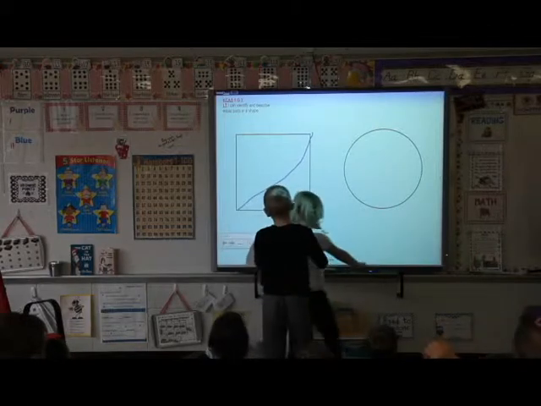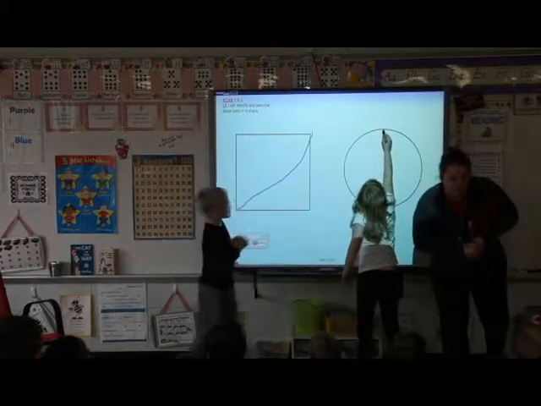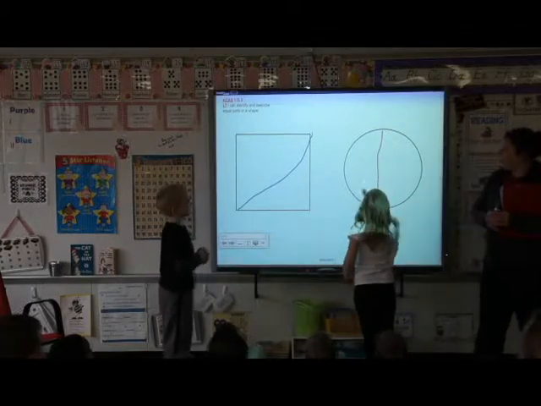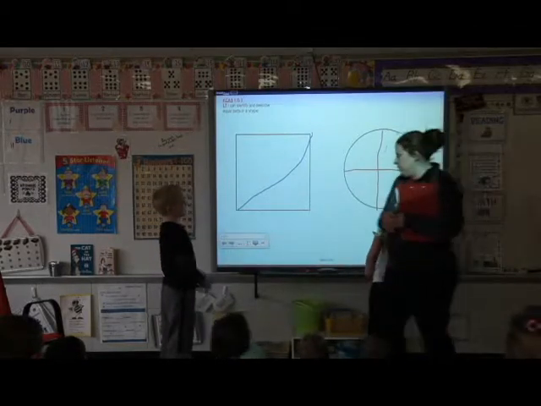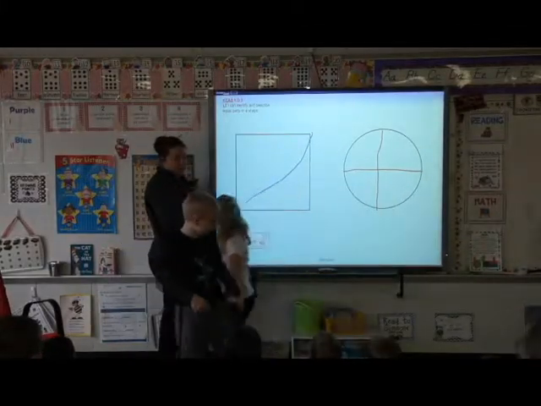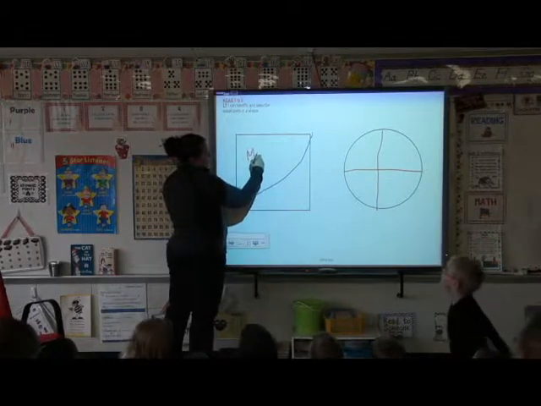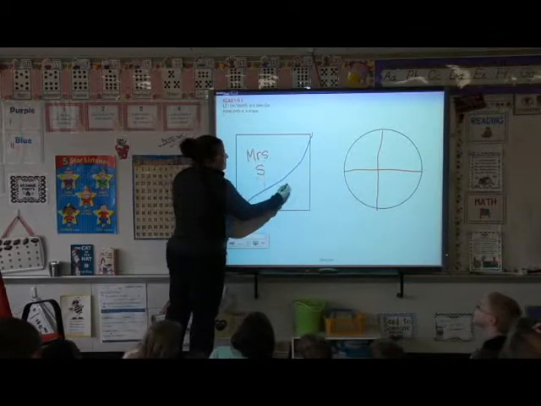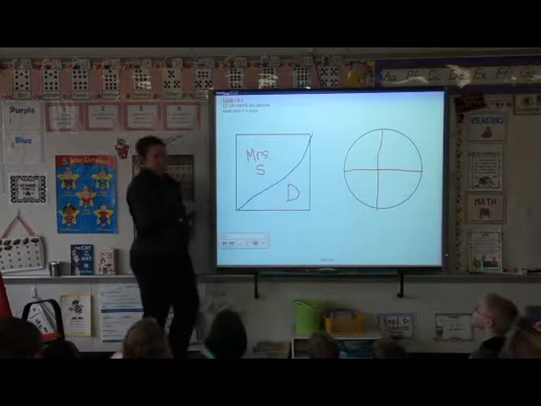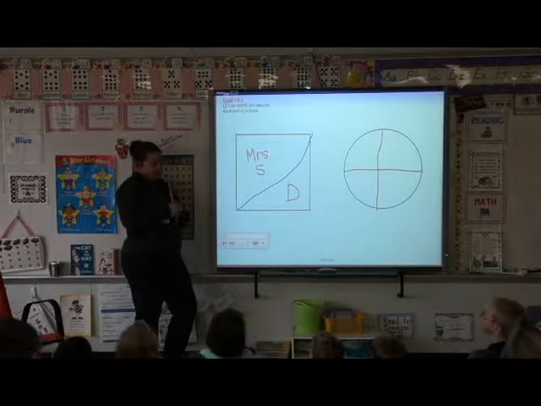Now let's look at that square. I'm going to pretend that square is a big giant chocolate chip cookie. I love chocolate. Thank you, Lily. This is my chocolate chip cookie. I'm going to share it with David, but I want this side. And David, he can have that side. What do you think, David? Would that be fair? No. Why?